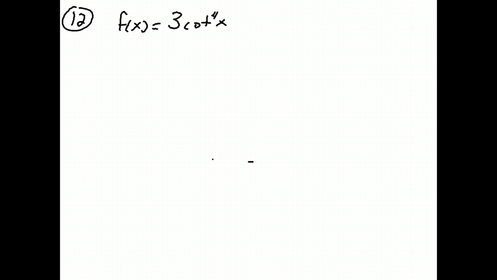And if you start on number 12 here, we have a function f of x equals 3 cotangent to the fourth x. And what we have to do here is look at what's the inner function, what's the outer function when we're dealing with the chain rule here.